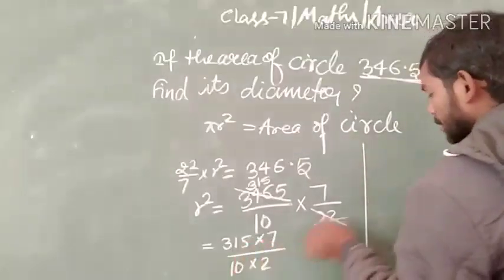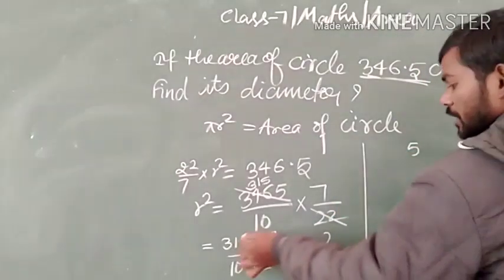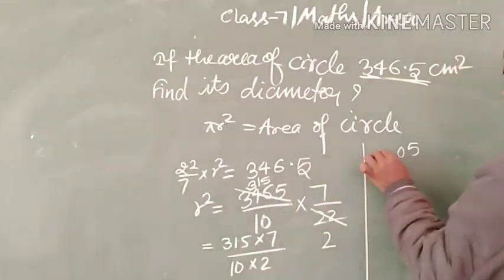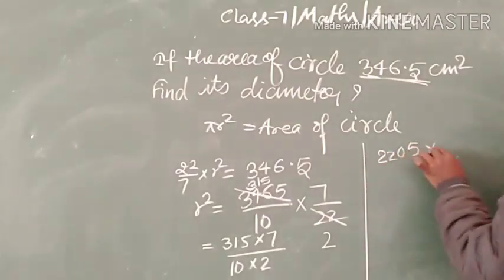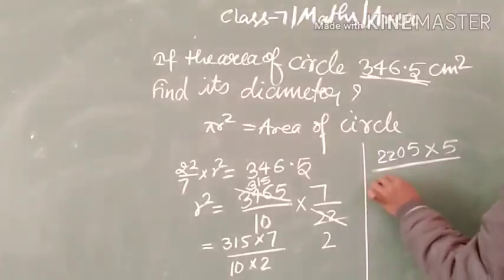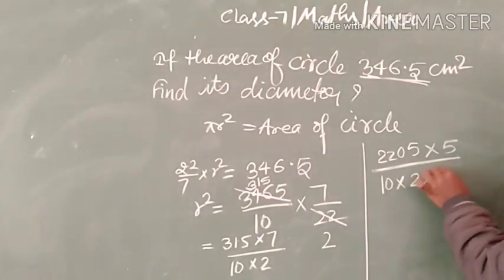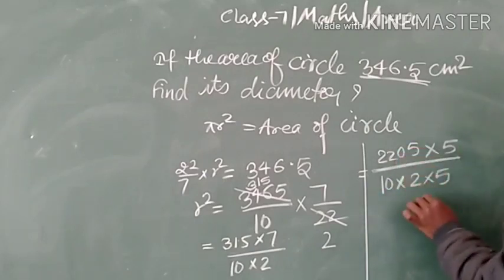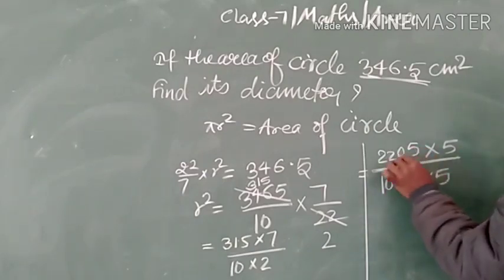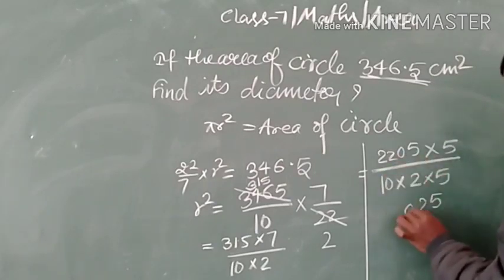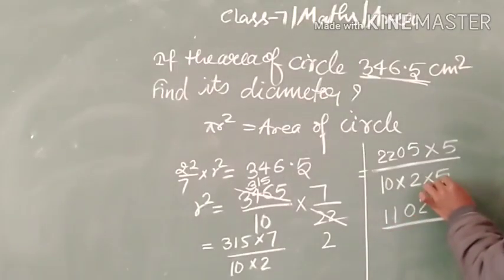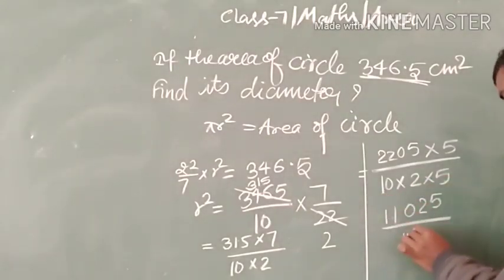Just multiply: 5 7s are 35, carry 3; 5 1s are 5, 1 7 is 7... 7 and 3 is 10, carry 1; 7 3s are 21, 21 and 1 is 22. Again multiply it by 5 upon 10 multiplied by 2 multiplied by 5. Here we multiply and divide the numerator and denominator by 5. So here we get 5 5s are 25, carry 2; 5 0s are 0, 2; 5 2s are 10, and 5 2s are 10 plus 1 is 11, upon 5 2s are 10, 10 into 10, that is 100.